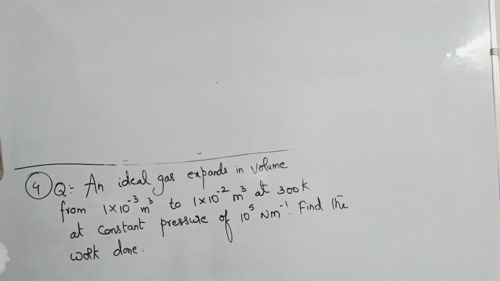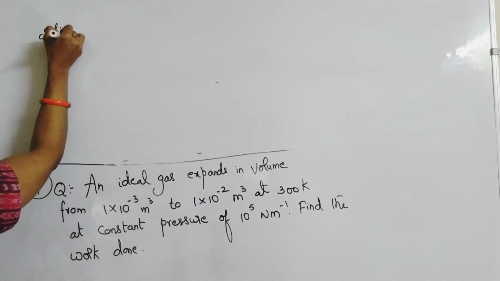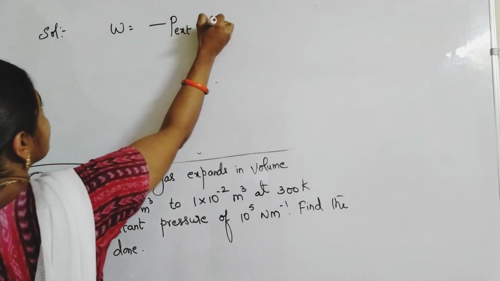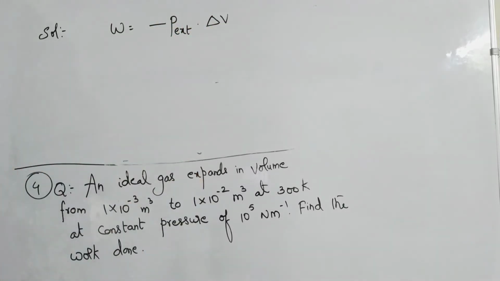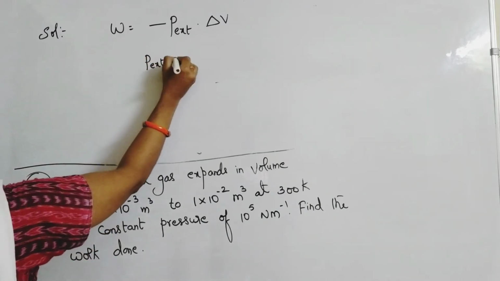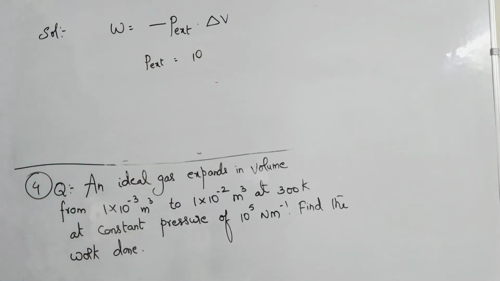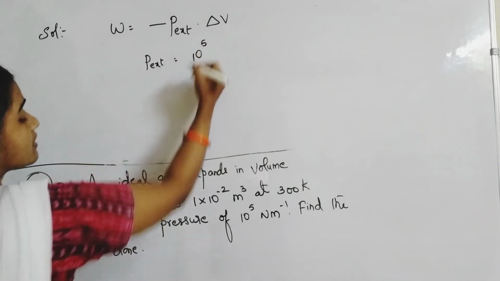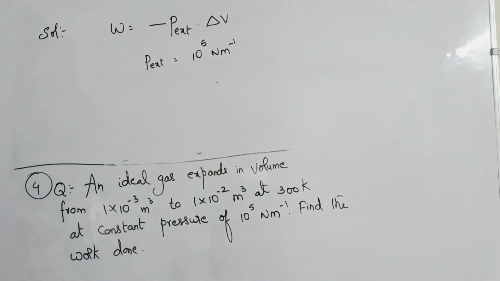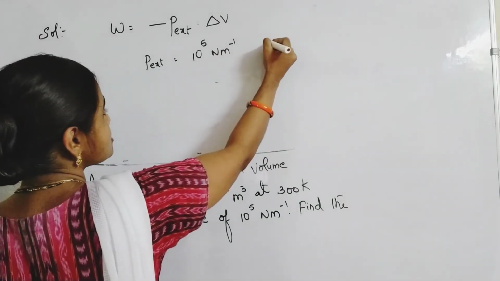W is equal to minus P external into delta V. Okay, here P external is given how much? 10 to the power of 5 Newton per meter squared. Okay, and delta V we'll get how much?